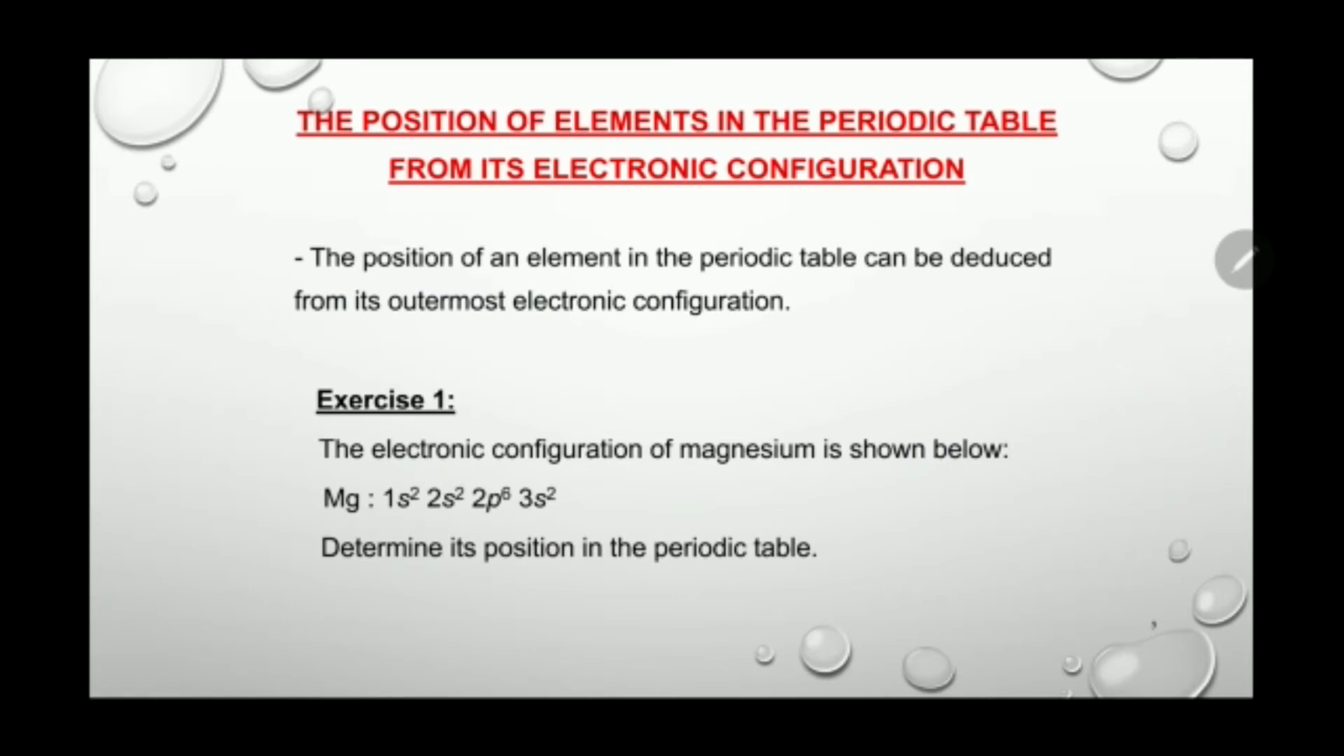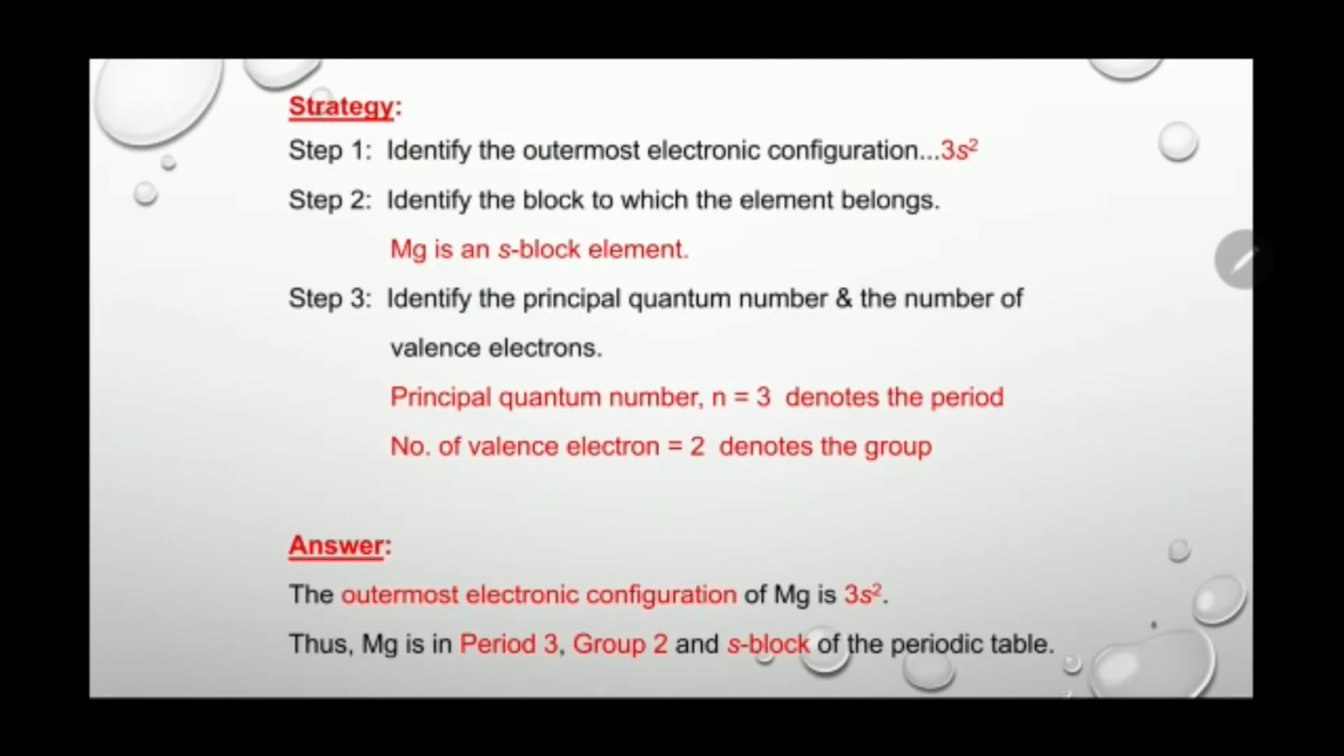Now we try to solve the position of an element using magnesium as an example. Magnesium has electronic configuration 1s2, 2s2, 2p6, and 3s2. So what is the strategy? Step number 1, we have to write the electronic configuration. For magnesium, we get 1s2, 2s2, 2p6, and 3s2. So the outermost or valence electronic configuration is 3s2.